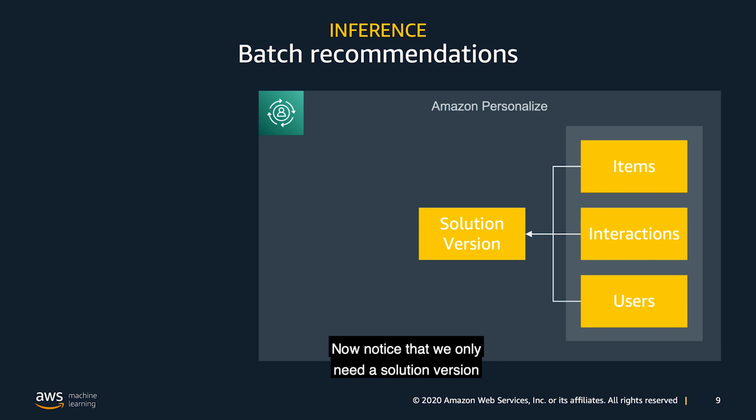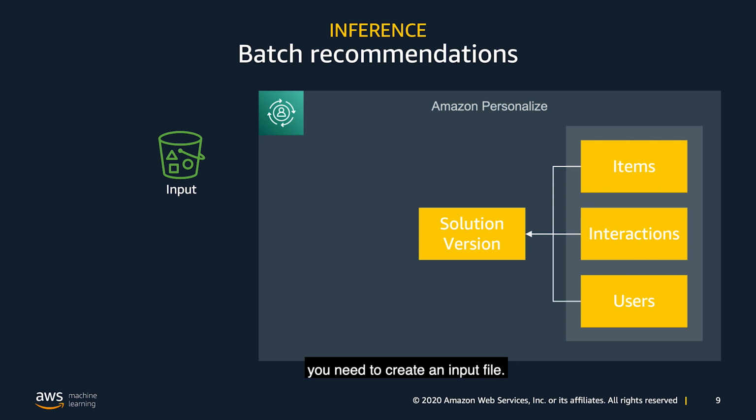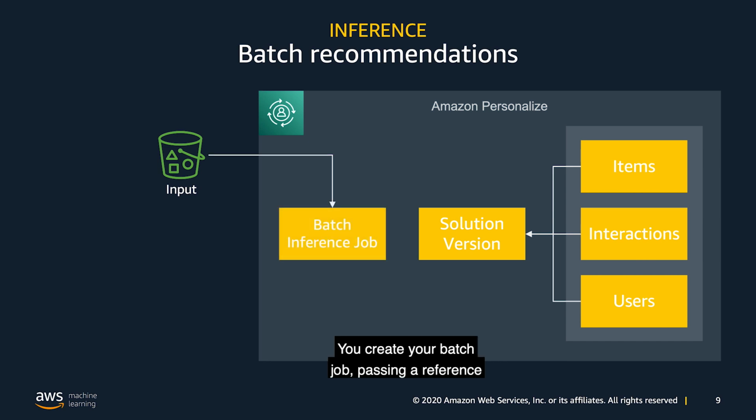Now notice that we only need a solution version here and not a campaign. Before you can create your batch job though, you need to create an input file. This file is in JSON format and includes all of the user IDs, or in the case of SIMS, your item IDs, that you wish to retrieve recommendations for. You create your batch job, passing a reference to your input file and the solution version, as well as some other parameters that we'll look at in a moment in a demo.